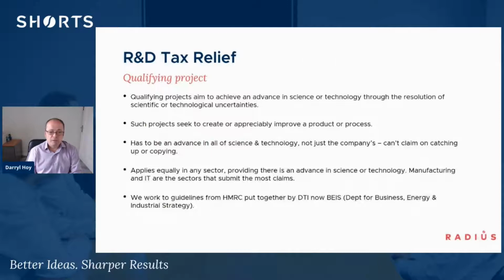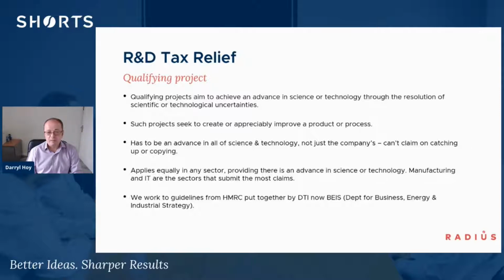So a qualifying project aims to achieve an advance in science and technology through the resolution of scientific or technological uncertainties. These projects need to seek to create or at least appreciably improve a product or process, or in technology companies, software. There has to be an advance in the science and technology, and not just the company's. So companies trying to play catch up or copying what's available in open source is not going to qualify.